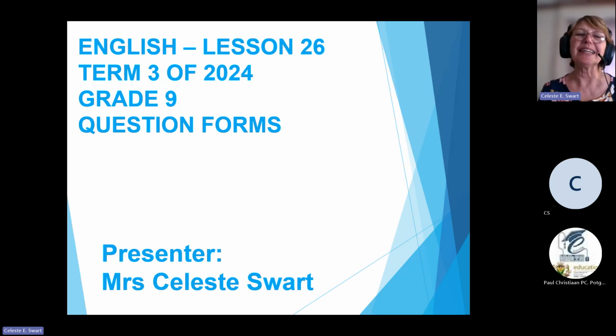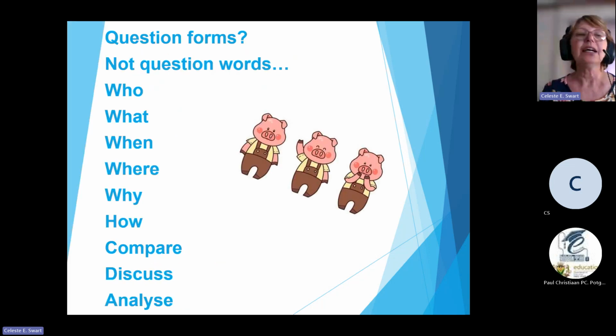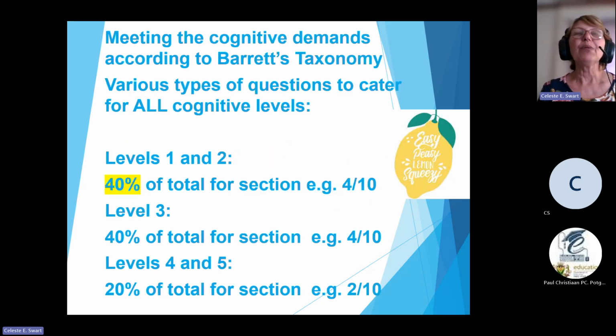So usually when we think of anything like question, then we think of question words. But what is the difference between question forms and question words? Very simply, your question words are things like who, what, when, where, why, all of those words that are asking you something, and other forms of questions as well. And I will refer to the three little pigs again today, just to assist you in a story that we all know pretty well. When we think of question forms, we're talking about meeting our cognitive demands.